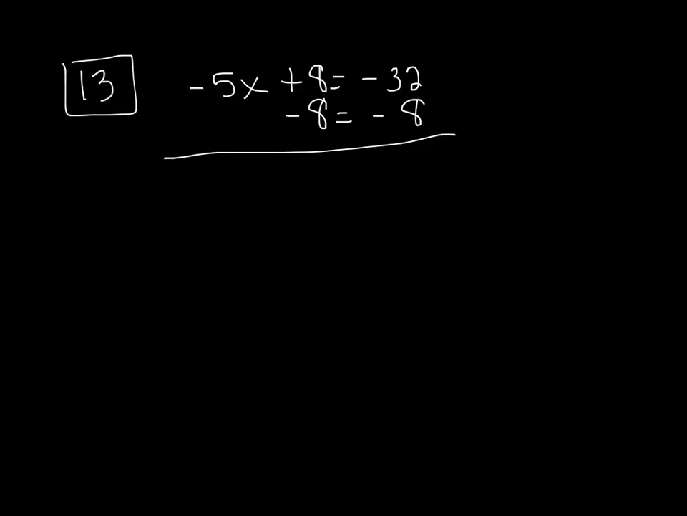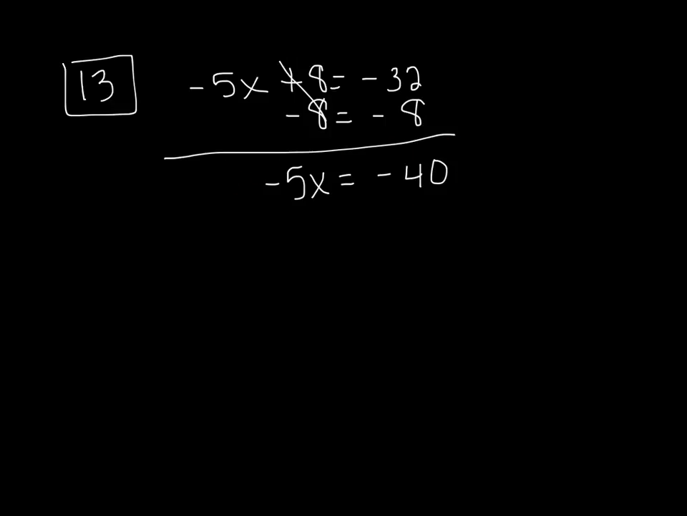with just the negative 5x on one side of the equal sign and everything else on the other. So I've got negative 5x because positive 8 plus negative 8, they cancel each other out. They equal 0. Equals, what's negative 32 plus negative 8? That is negative 40.